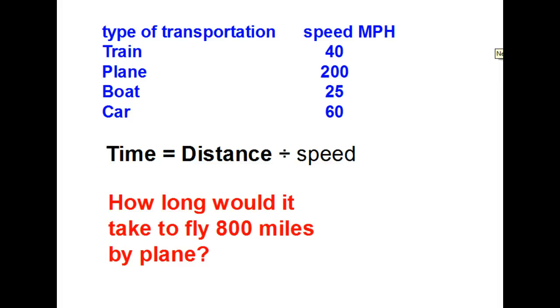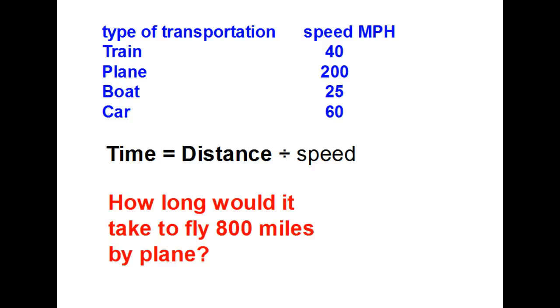Got a little bit different kind of problem here. We got some kinds of transportation: a train, a plane, a boat, and a car. And you can see the plane is obviously the fastest, and the boat is the slowest. The time equals the distance divided by the speed. So it says, how long would it take to fly 800 miles by plane?